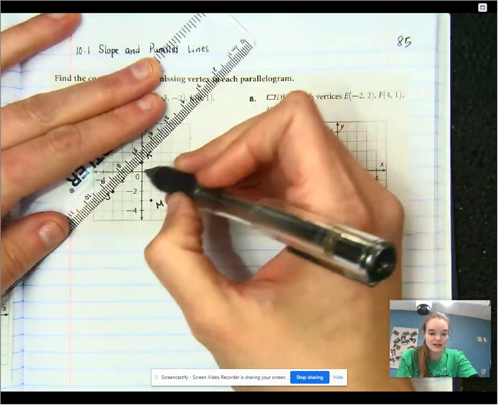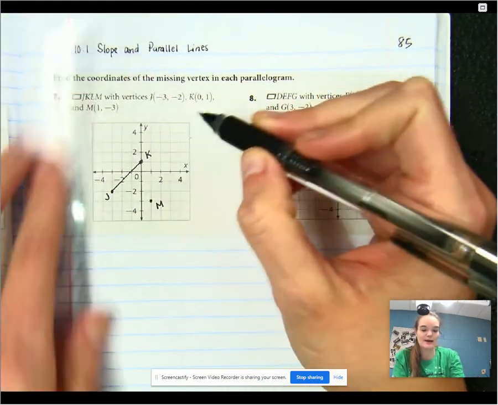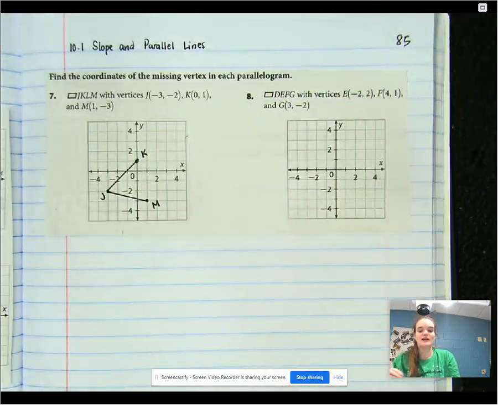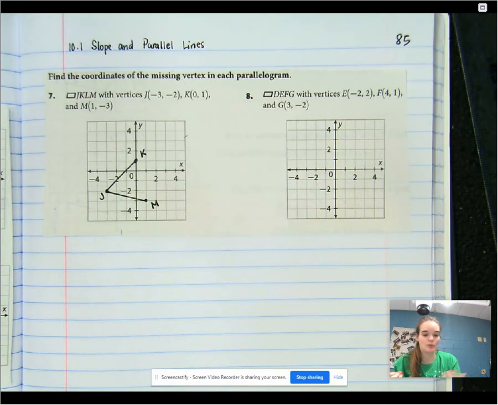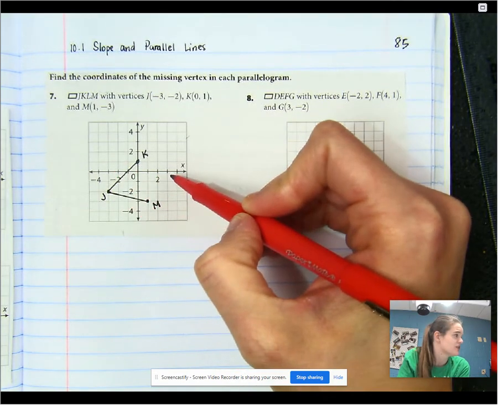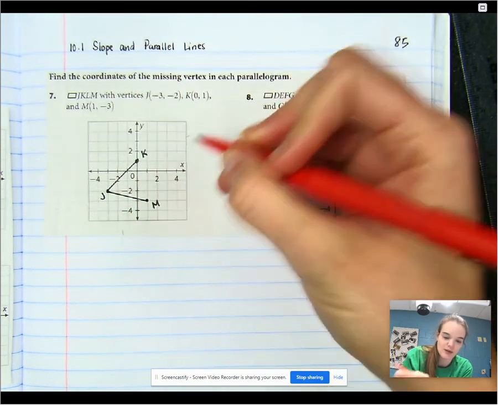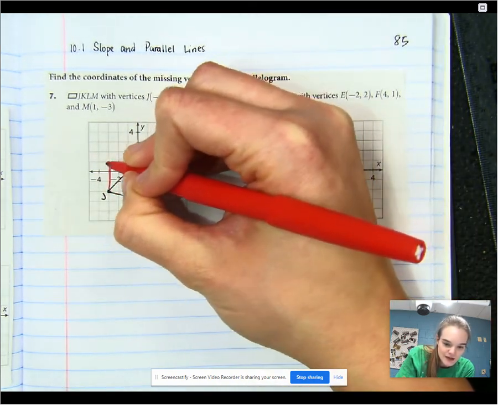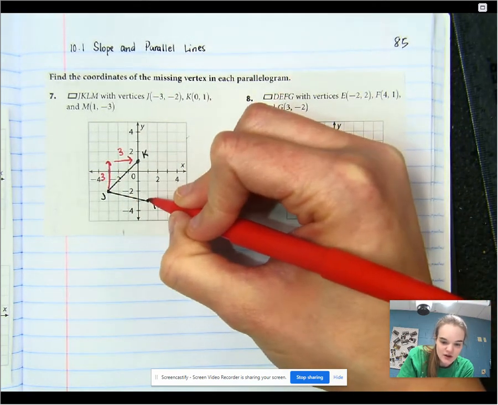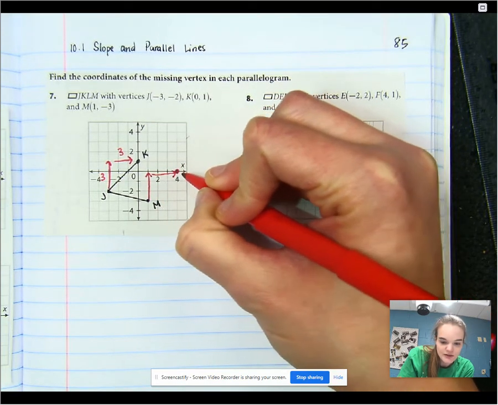You connect J to K, K to L, but we can't yet. L to M, we can't yet. M would go back to J. So here's what it looks like, and we are missing L. To find L, we are going to have to think about slope. So what I mean by that is JK and ML should have the same slope. So we're going to see what the slope is from J to K and repeat that process from M to L. So from J to K, I have to go up 3 and over 3. So to get to L, I'd have to go up 3, over 3. So L should be right here.